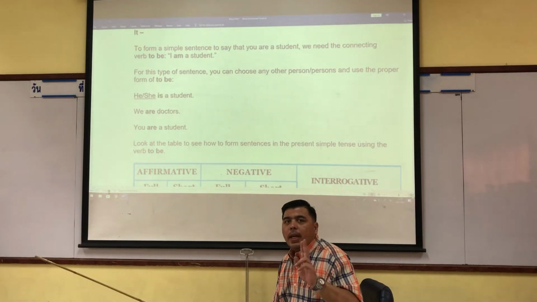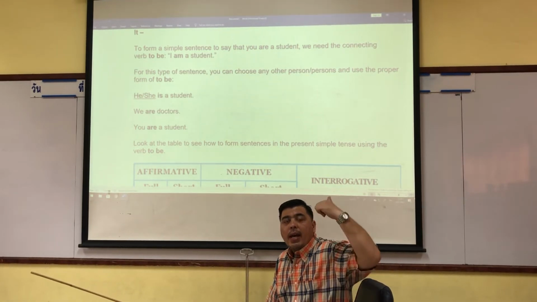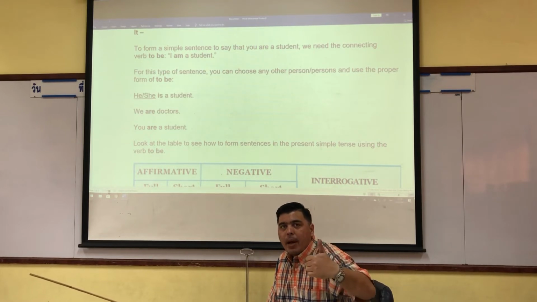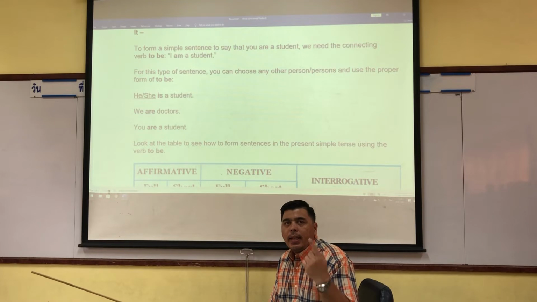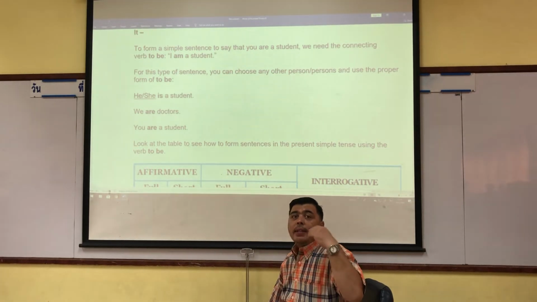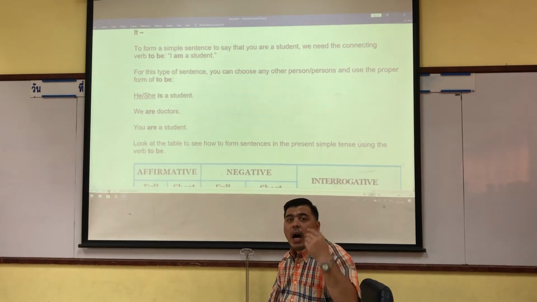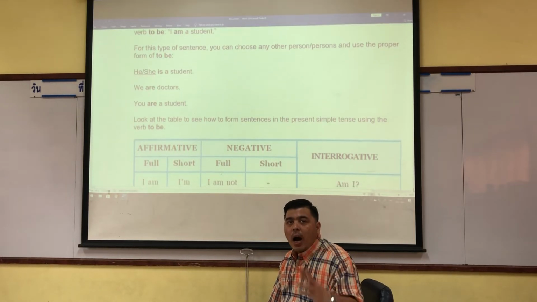To be has 3 forms. It has am, I am; is, he, she, it. We'll do that later on when we come down here. And the final one is are. So we have am, is, are.